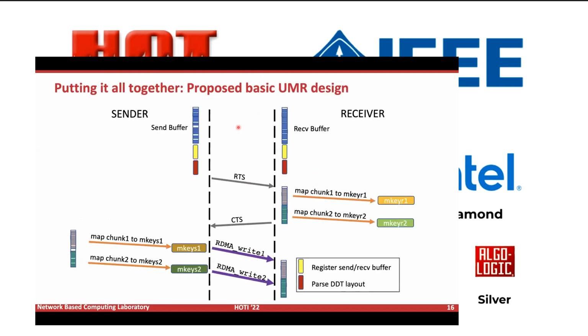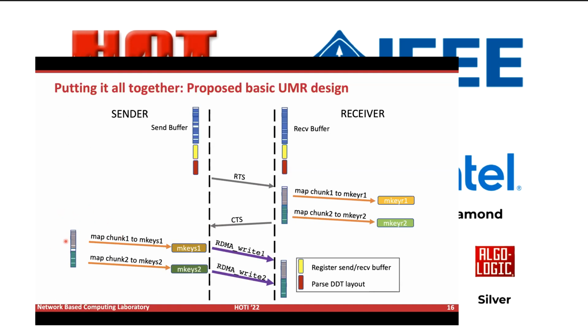And this slide puts everything together in perspective. So here we see that first both sender and receiver start by registering their layouts and parsing the DDT. Both sender and receiver do that. Then the sender sends its chunk size and its layout information to the receiver. The receiver, after finding the appropriate chunk size, maps its chunks using the sliding window approach to the M keys. So in this case, there are 2 M keys. And the receiver sends in the CTS packet this list of M keys and also the agreed chunk size.